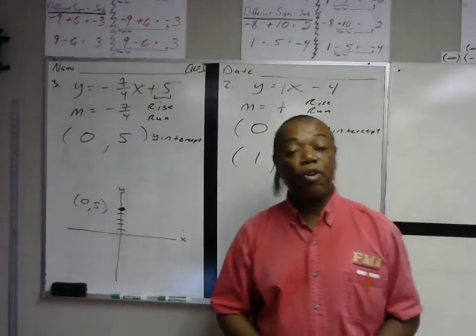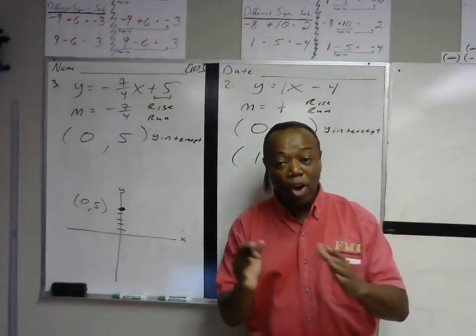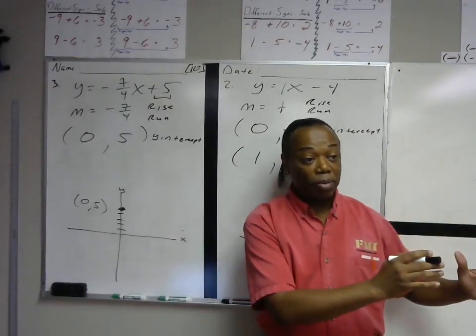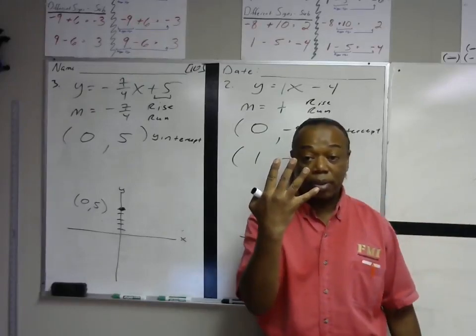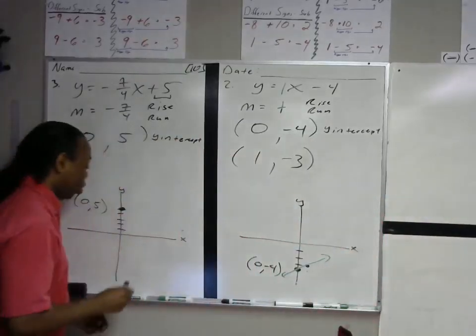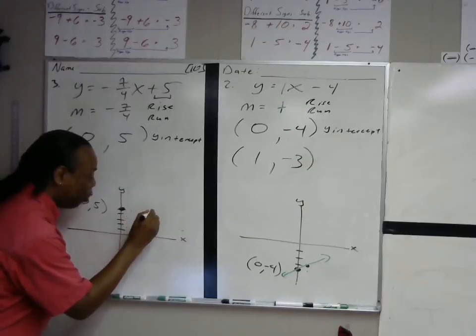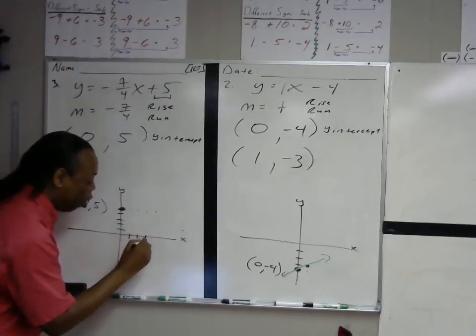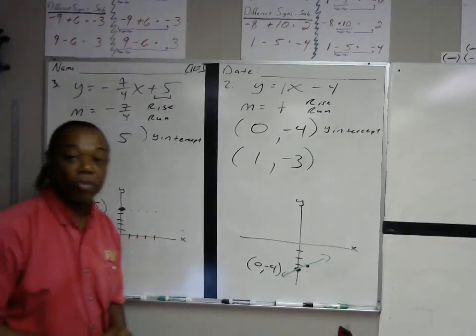Now, from here, I'm going to run over 4 times. I'm going to run 4 times. So 1, 2, 3, 4. I just ran over 4 times.